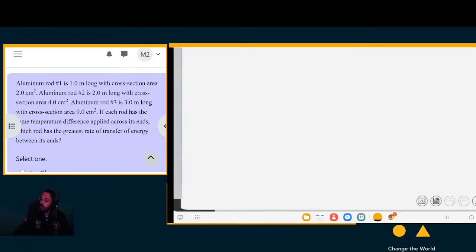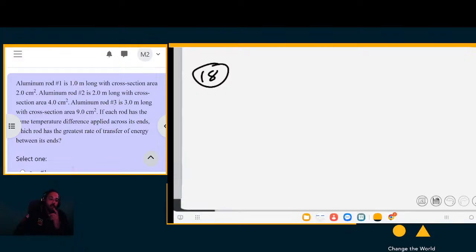Okay, number 18, aluminium. We have an aluminium rod. This rod is 1 meter long with a cross-sectional area of 2 square centimeters. Now we have a second aluminium rod. This one is 2 meters long and it has a cross-sectional area of 4 square centimeters. Then we have a third aluminium rod, and this has a cross-sectional area of 9 square centimeters.